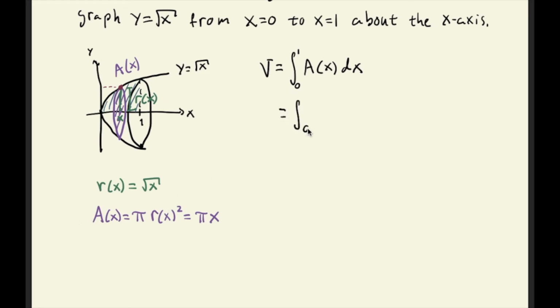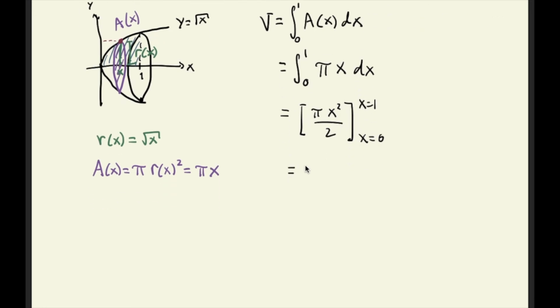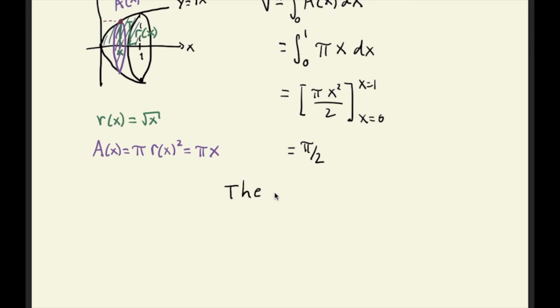And now we can integrate. This is the integral from 0 to 1. The area of the cross section is pi x dx. Antiderivative is easy here. It's pi x squared over 2. Plug in x equals 1 and x equals 0. If you plug in x equals 1, you get pi over 2. Plug in x equals 0, you get 0. Pi times 0 is 0. And that's it. The volume of the region is pi over 2 units of volume.